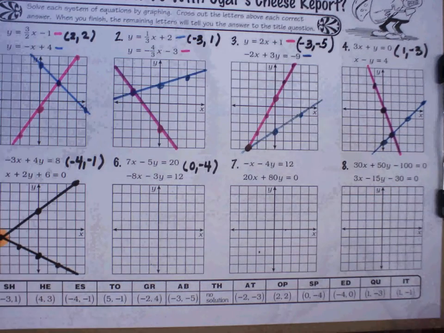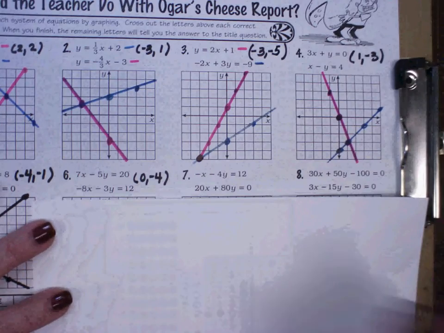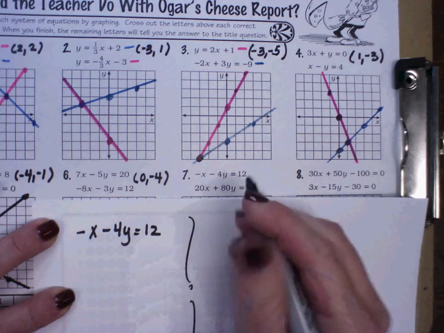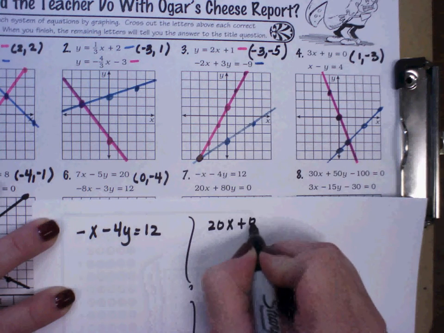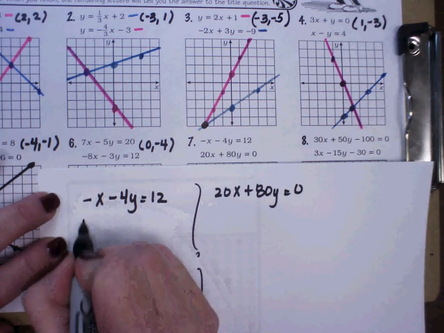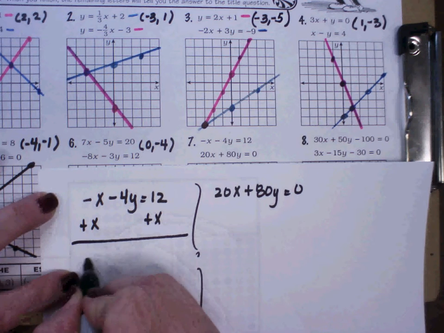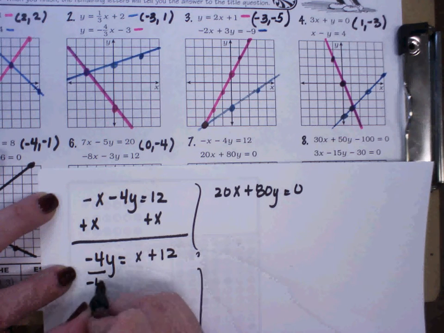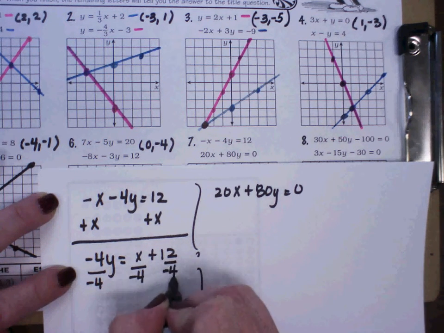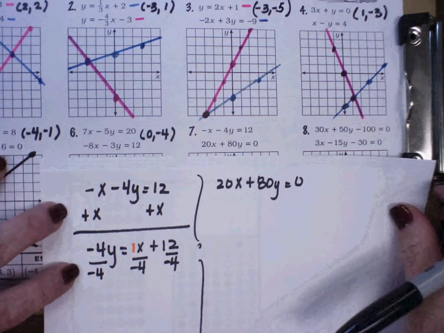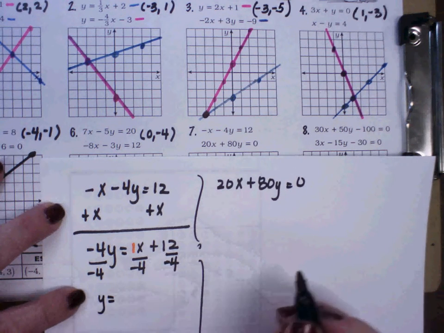All right, let's do number 7. All right, first step over here. Plus x, no, plus x, right? So negative 4y equals x plus 12. Divide by, very good, invisible 1 right here. So y equals what? Negative 1/4 x minus 3.